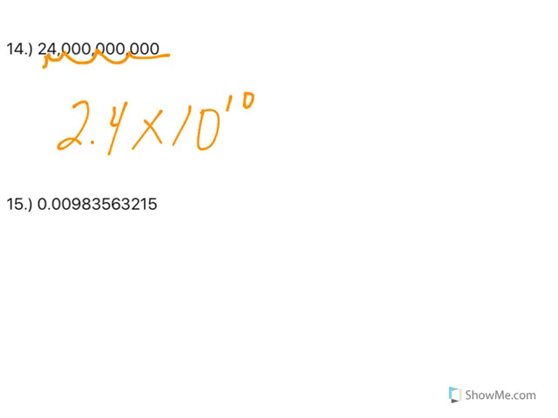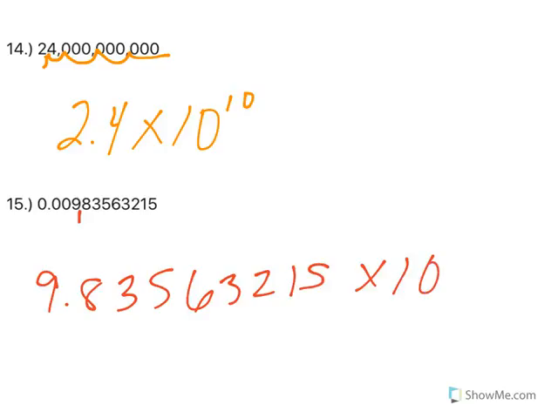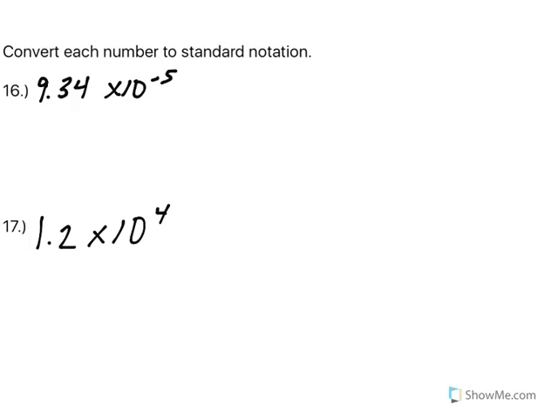In 15, we've got a small number, so I'm going to go ahead and move it after the 9. So 9.83563215 times 10 to the negative third, because I moved it 3 places to get my decimal point after the 9. Now we're going to go the other way, and we're going to go to standard notation. So negative 5 means my decimal goes over 5 places to the left. So the 9 is one place. Everything else becomes zeros. So 4 zeros, 934.